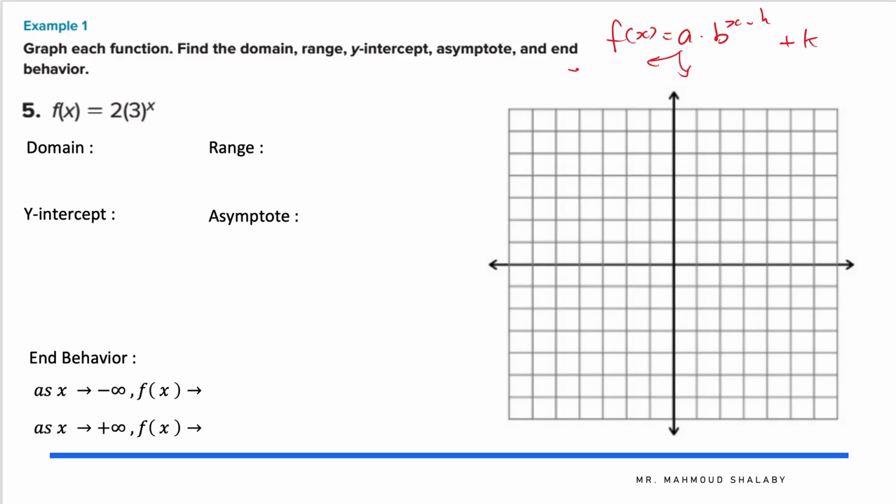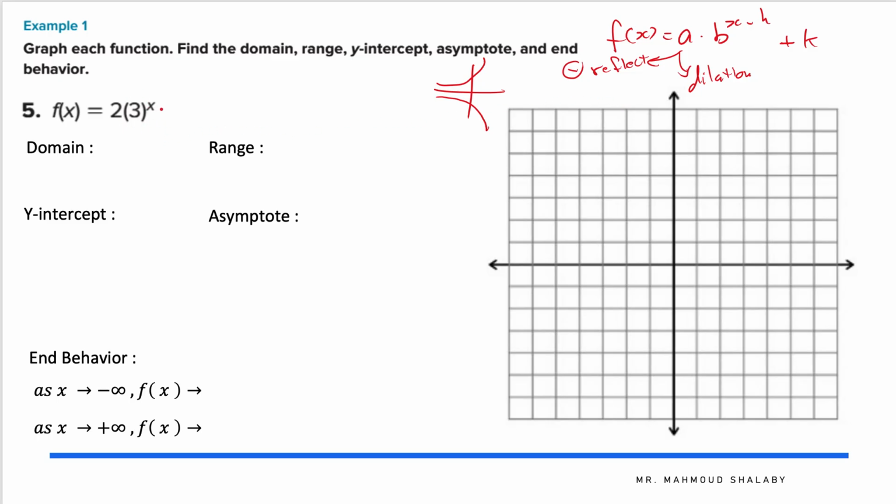If a is negative, it will reflect the graph, right? So for example, if the graph should look like this, if reflection happens, it will go like this, like reflection over the x-axis. And there is something else, which is the dilation of the graph. Either the graph is compressed or stretched. What will be affected here?